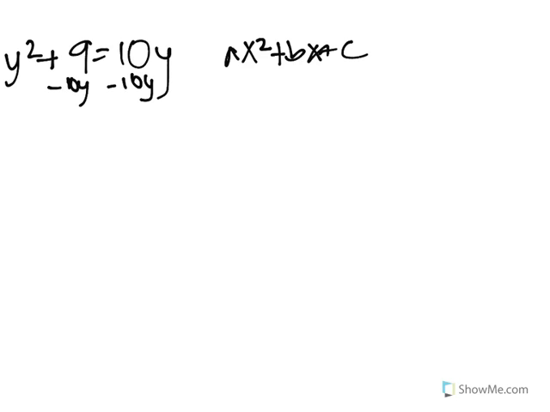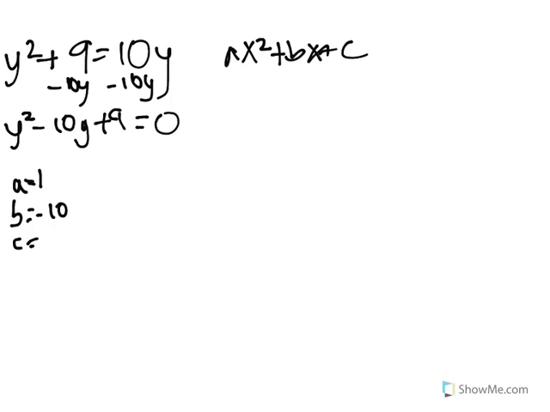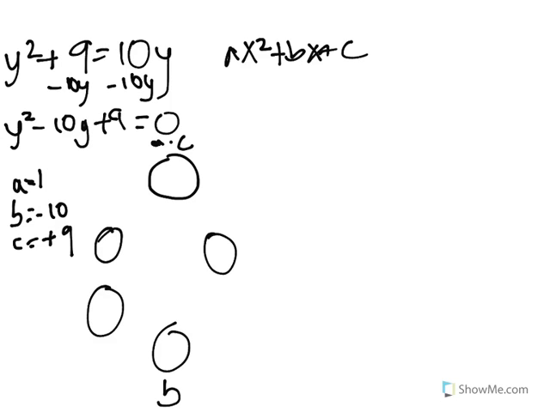So I'm going to subtract 10y from both sides. I'm going to get y squared minus 10y plus 9 equals 0, okay? Great, so now we're in standard form. We're good. So first, we're going to assign coefficients their values, okay? So a equals 1, b equals negative 10, c equals positive 9, okay? Write out our factor map. We have a times c up here, b down here, our two values. Both of these are going to be the same number.